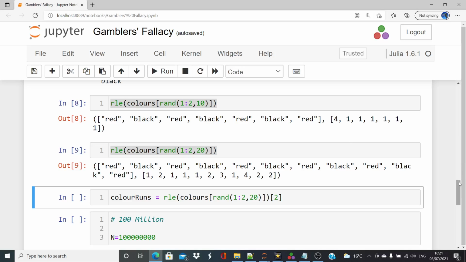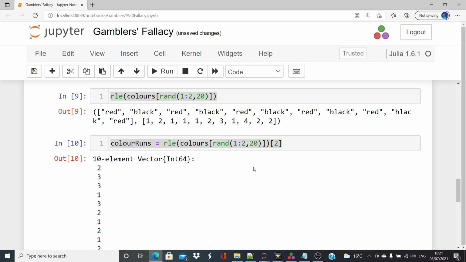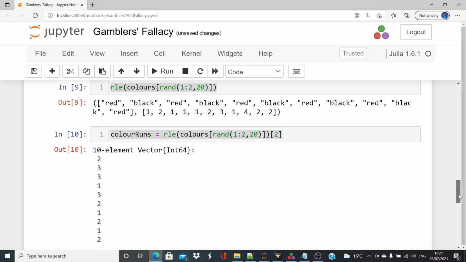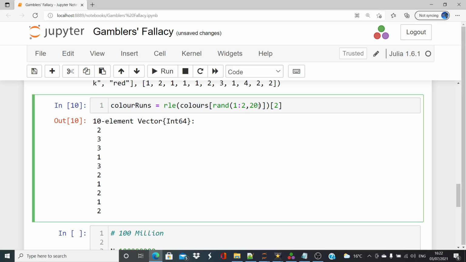So that's good. Now, what I'm going to do there is just save it all up, and just take out the second part of the tuple. Okay. And I'm going to call that color runs. So that's the runs. There was 10 runs. 2, 3, 3, 1, 3, 2, 1, 2, 1, 2. Okay. So there's 10 runs in that 20 spins. Okay, so we expect that the number of runs would be about half the number of spins.